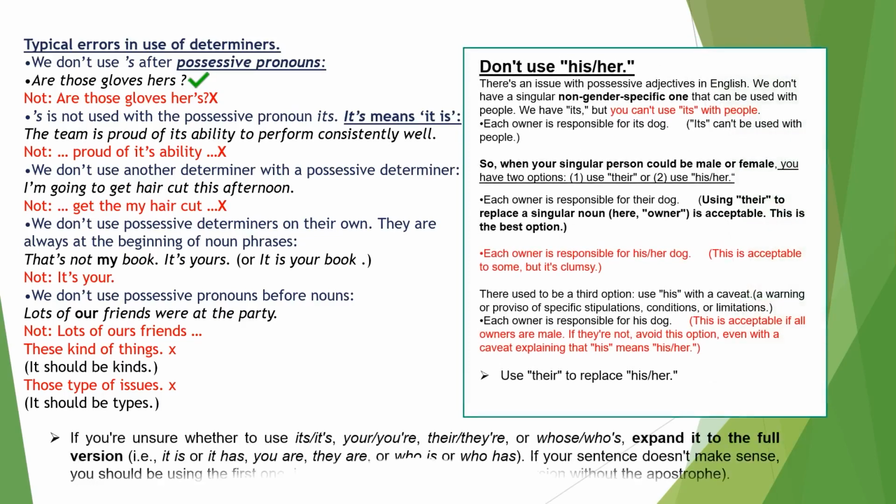Always remember, if you are unsure whether to use its or it apostrophe s, your or you are, their or they are, or whose, expand it to the full version, such as it is or it has, you are, they are, who is, or who has. If the sentence doesn't make sense, you should be using the version without the apostrophe.